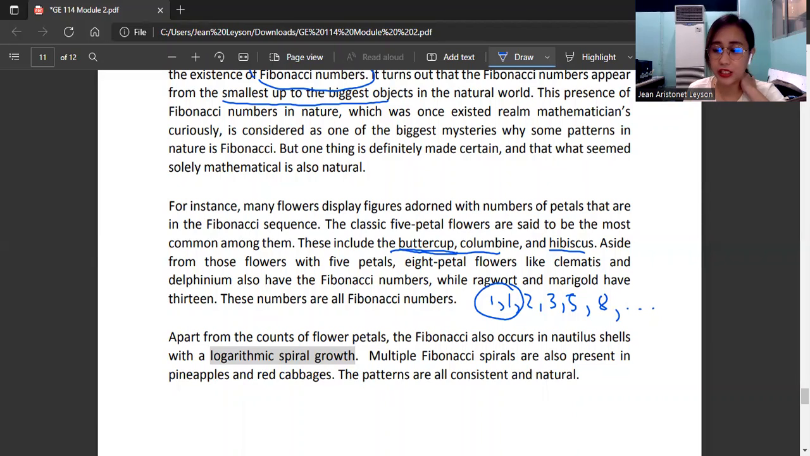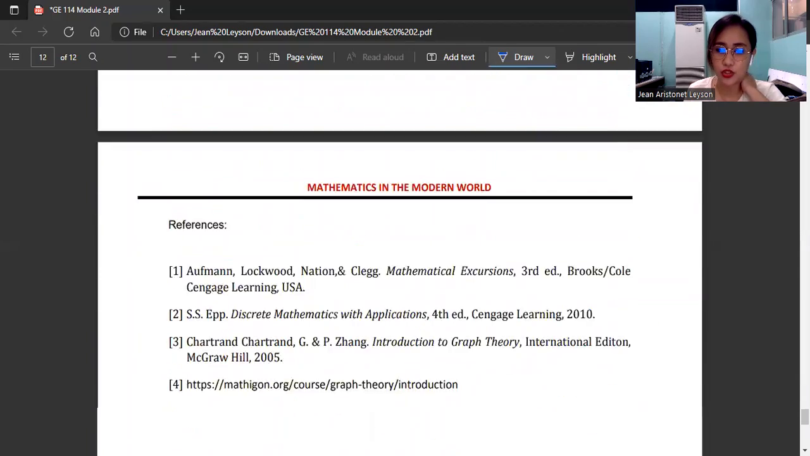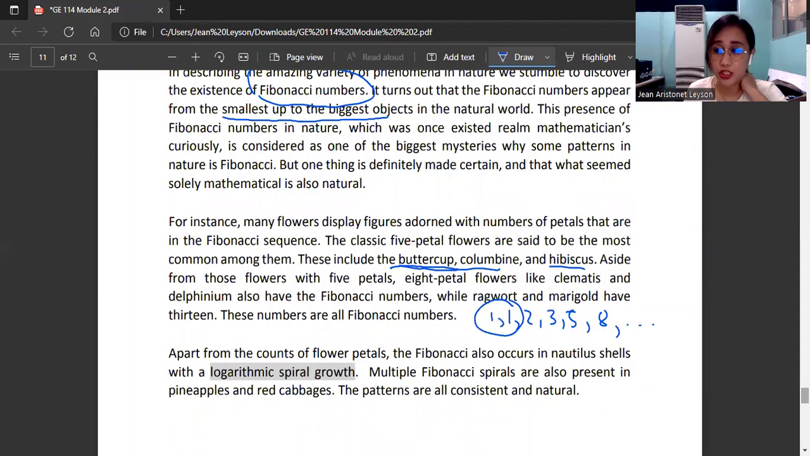a variety of things, creatures, plants, flowers, and other stuff that can be seen in nature. For the Fibonacci, we'll be having a more detailed discussion regarding that in the next discussion.